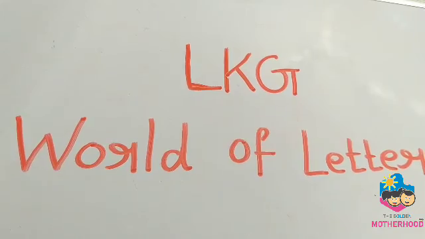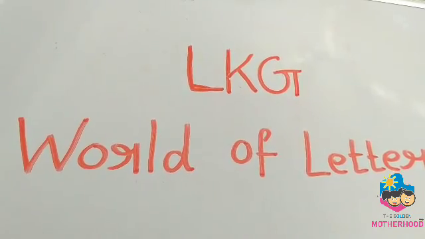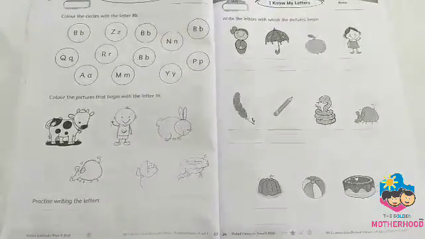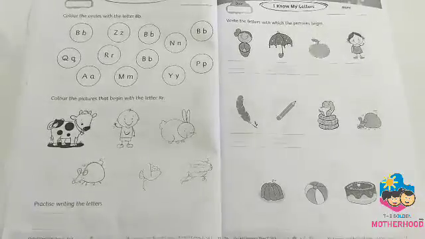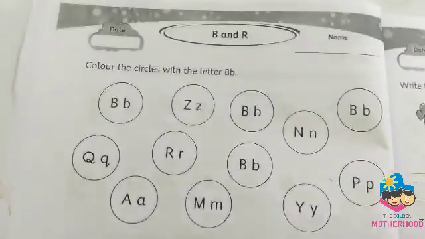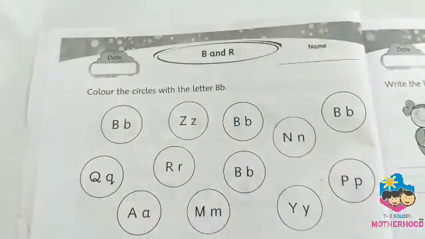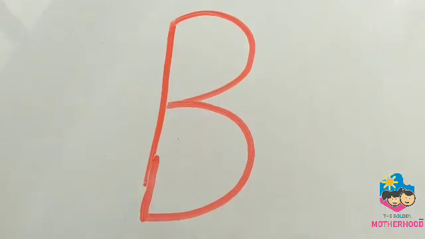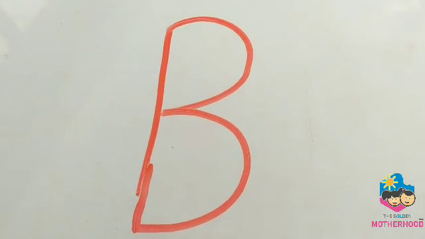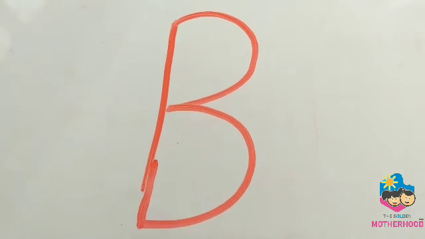Today I will teach you the world of letters. We will learn page number 23 and 24. It's the letter B and R. Letter B is the combination of one standing line and two backward curves.